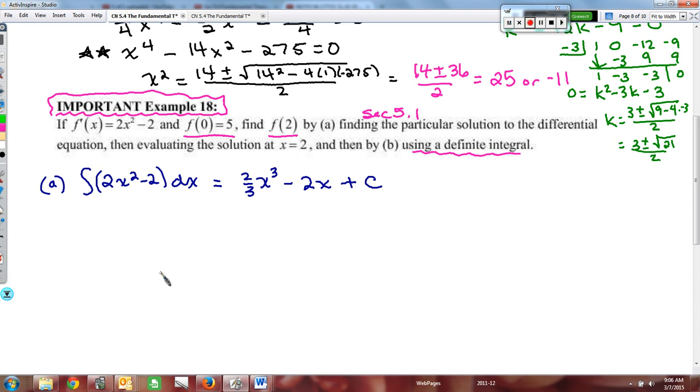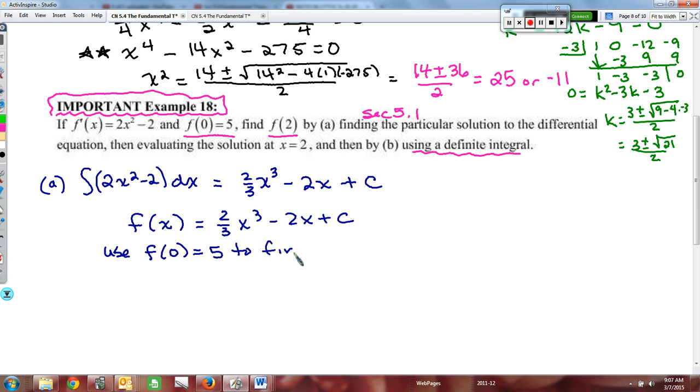And then I'm going to use the fact that I have this general antiderivative, f of x equal to 2/3 x cubed minus 2x plus c. Now I'm going to use the initial condition f of 0 equal to 5 to find c. So I plug in my 0. We end up with 2/3 times 0 cubed minus 2 times 0 plus c, and that's going to give us 5. So c is equal to 5.